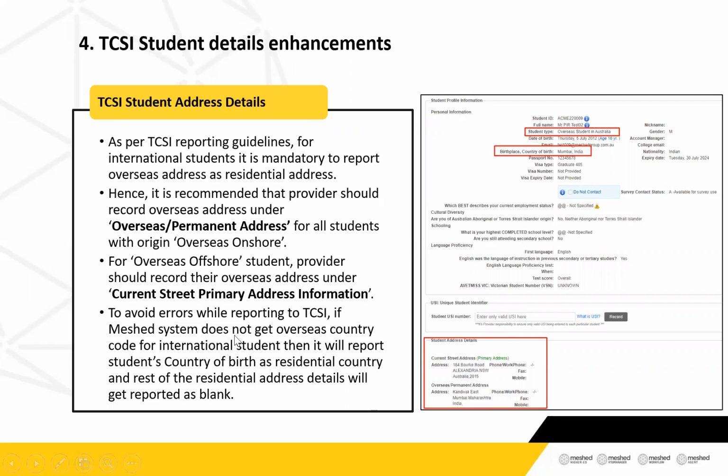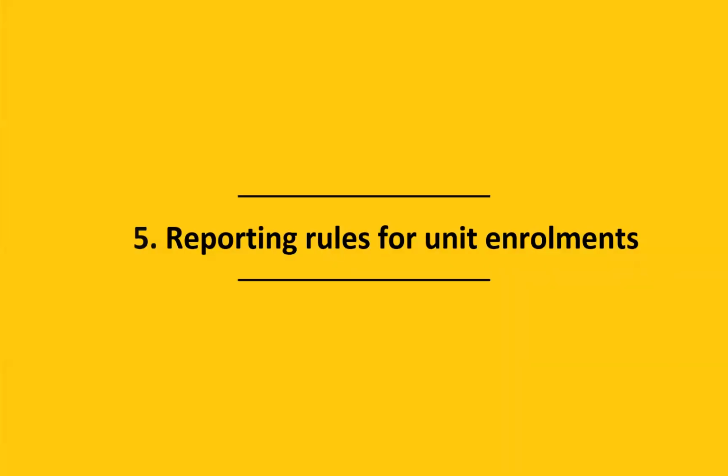Okay, so that's why the enhancement summary of this feature is: if the system doesn't find an overseas country code for an international student while reporting, MEST will automatically consider birth country as the residential country, and the rest of the fields like state and postcode it will report blank. So this is all about student address details.